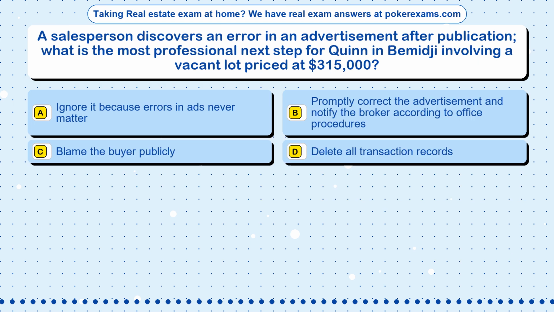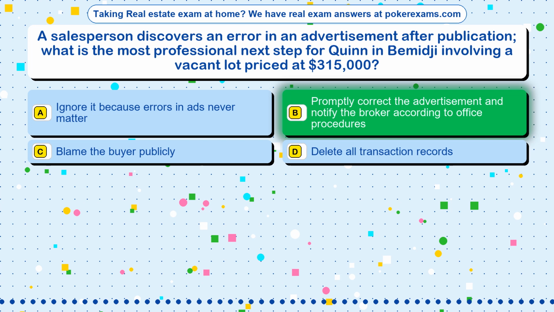Question 38. A salesperson discovers an error in an advertisement after publication. What is the most professional next step for Quinn in Bemidji involving a vacant lot priced at $315,000? Option A, ignore it because errors in ads never matter. Option B, promptly correct the advertisement and notify the broker according to office procedures. Option C, blame the buyer publicly. Option D, delete all transaction records.